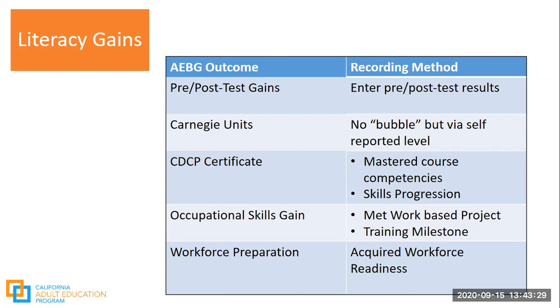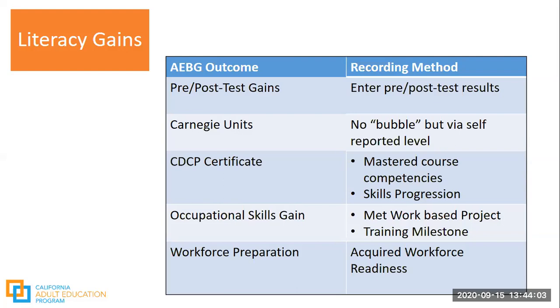The third one is CAEP only. It's for colleges, that CDCP certificate. There are formal programs where learners can earn a certificate. That was added at the beginning. As far as I know, that's not changed. Then the bottom two relate to career tech ed type programs, or I'll just say they relate to those four areas of career tech ed we talked about 10 or 15 minutes ago. One is called occupational skills gain. The other is called workforce preparation.